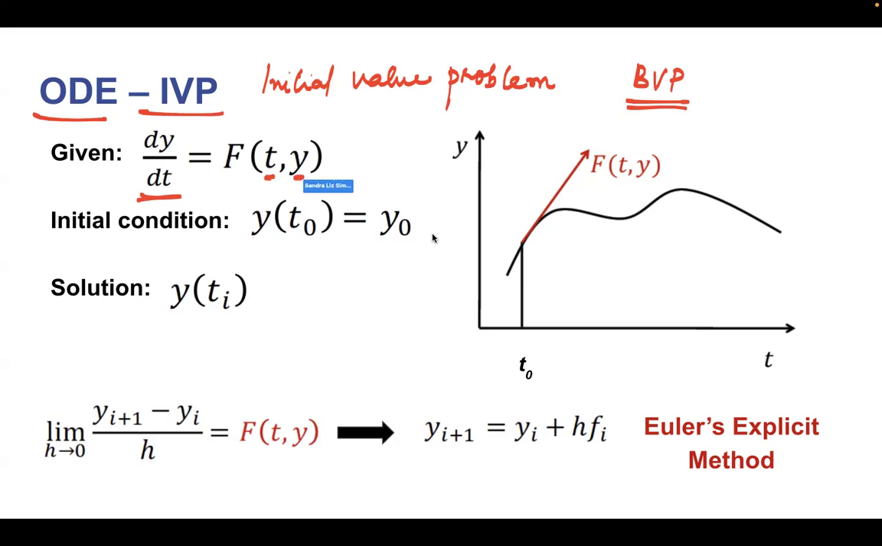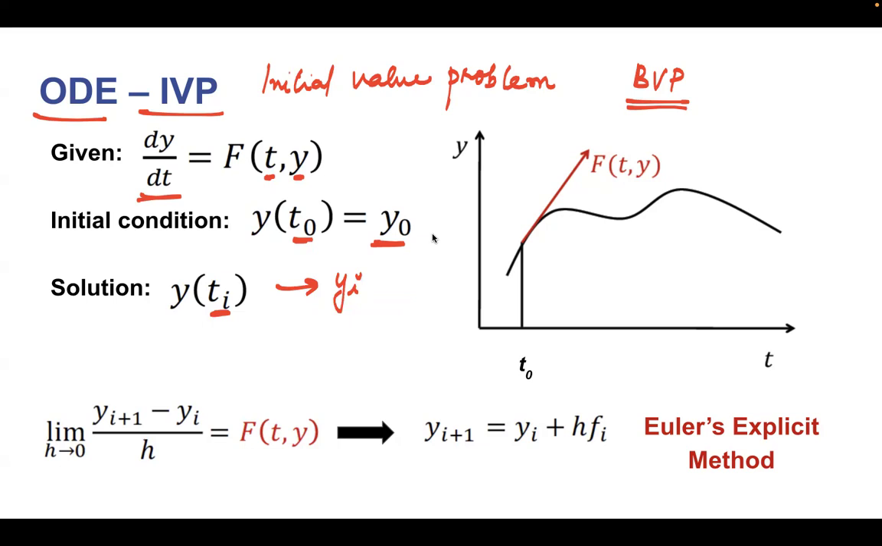Time, it could be t, it could be x, it could be the independent variable, could be anything. It could be position, time, whatever it is. And then initial value problem means you know the initial state of the system. That is, when t equal to 0, your y value is y0. Now what we need to find is, for any random value of ti, the corresponding yi. So this is what we need to find out.